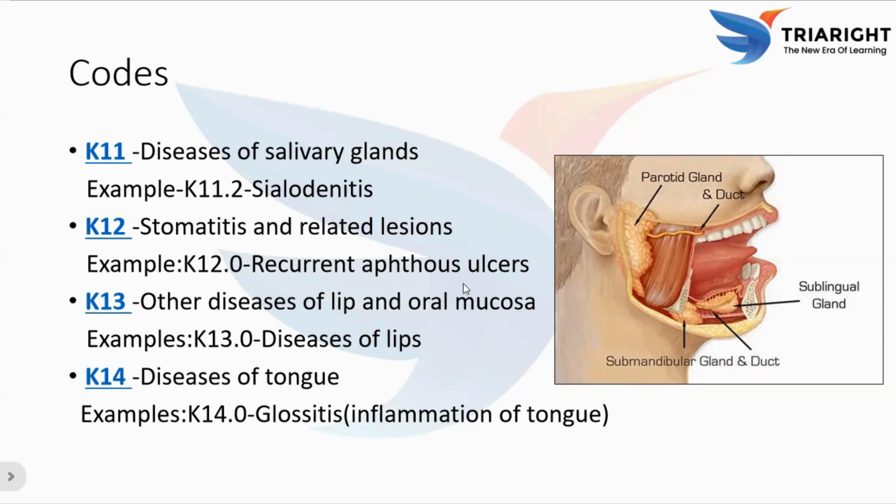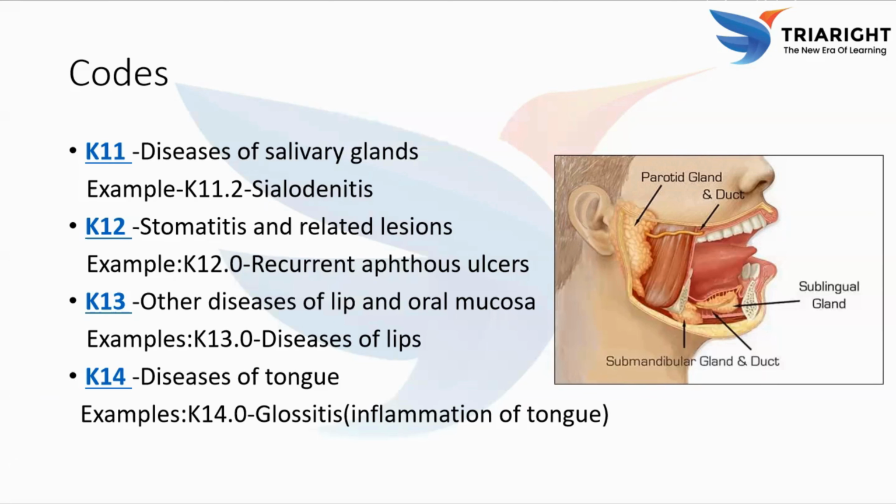What are the common sites for this type of ulcers? Inside of lips or cheeks, tongue and soft palate, back part of the mouth, and also the floor of the mouth. And then coming to the next code, K13, it indicates the other diseases of the lip and oral mucosa. For example, K13.0, diseases of lips. So when a patient is diagnosed with disease of lips, this ICD-10 code is K13.0. You must give this code for accurate coding, right?